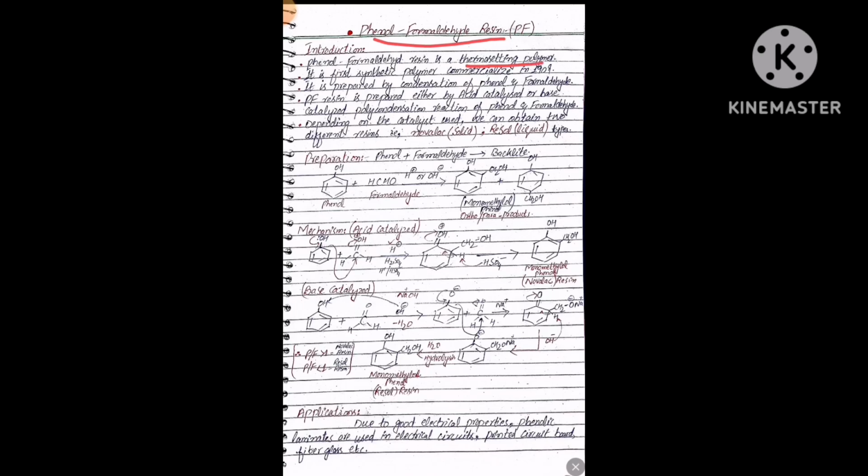Interesting, students, as we have studied mainly 5 to 6 synthetic polymers which all were thermoplastic in nature, but this is the first polymer which is thermosetting in nature, a thermosetting polymer. It is the first synthetic polymer which was commercialized in 1909. Important point for MCQs purposes.